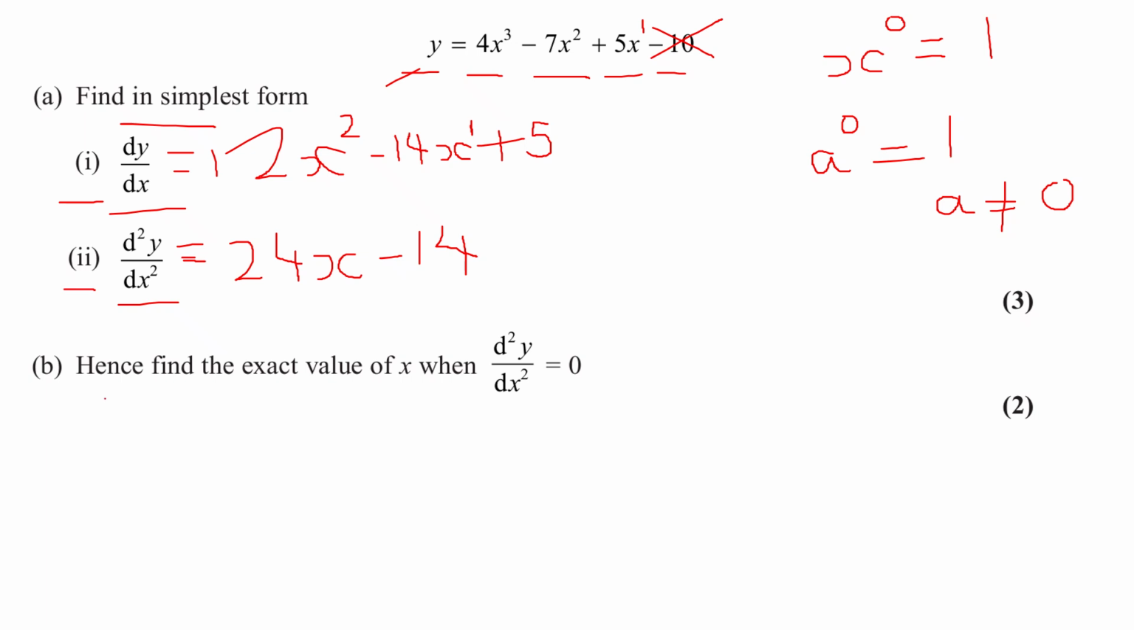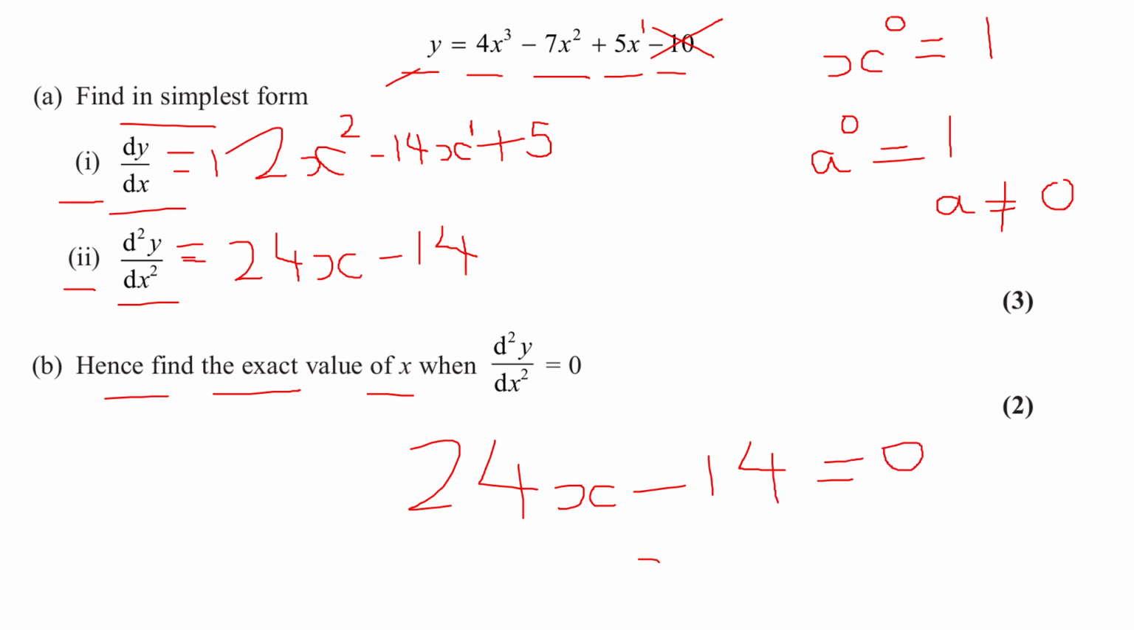Part B, hence find the exact value of x when d2y by dx squared equals 0. So I'm going to set this equal to 0 and solve the equation. So you have 24x minus 14 is equal to 0. So we're going to add 14 to both sides and then divide through by 24. So we get x is equal to 14/24.